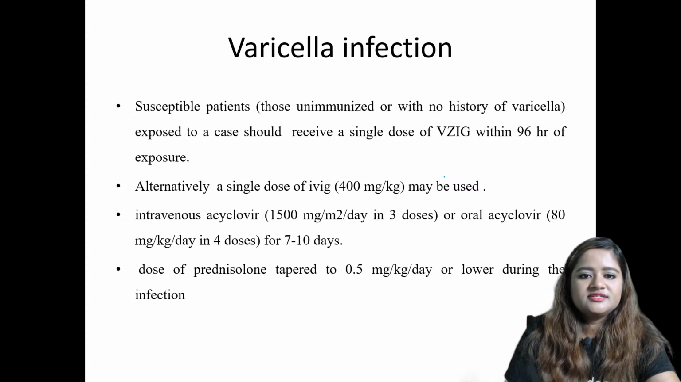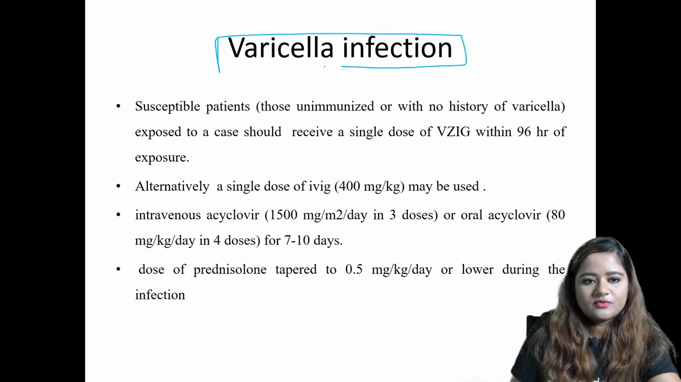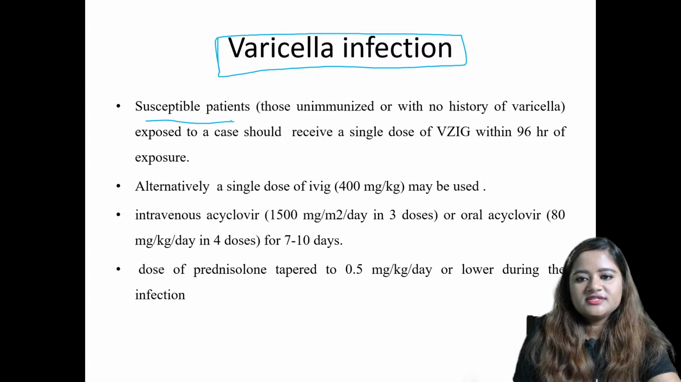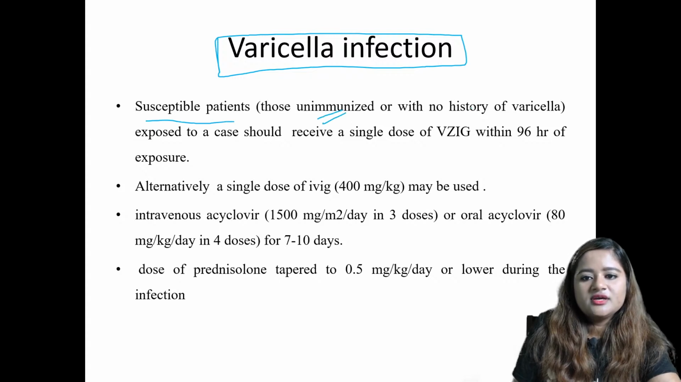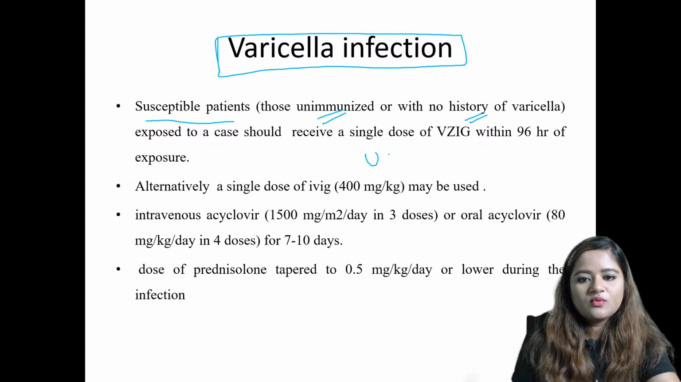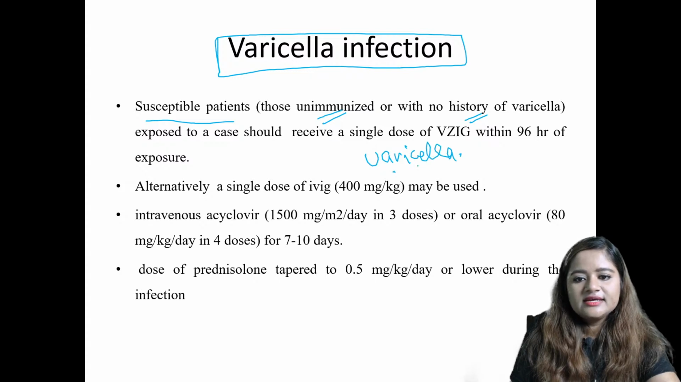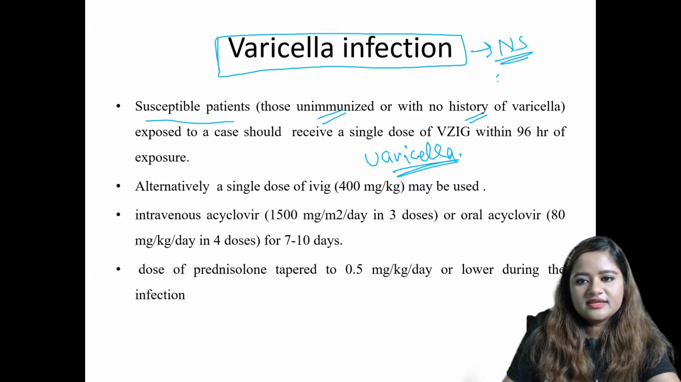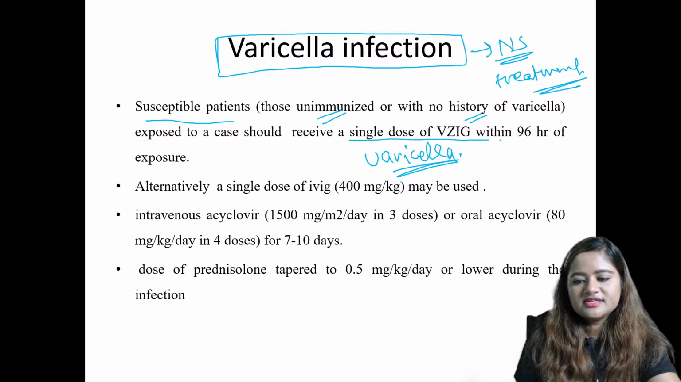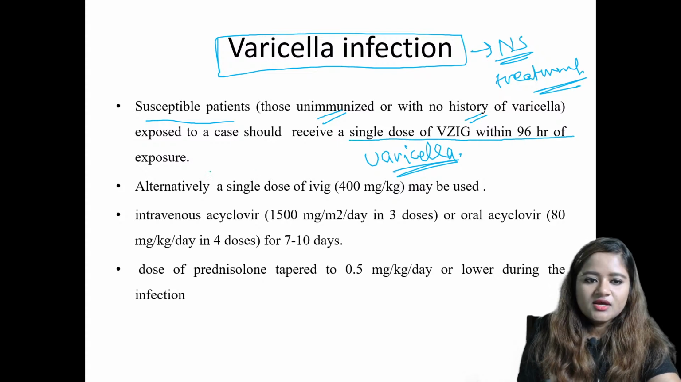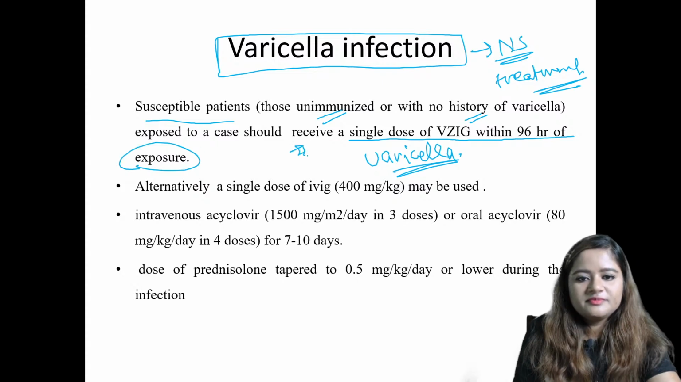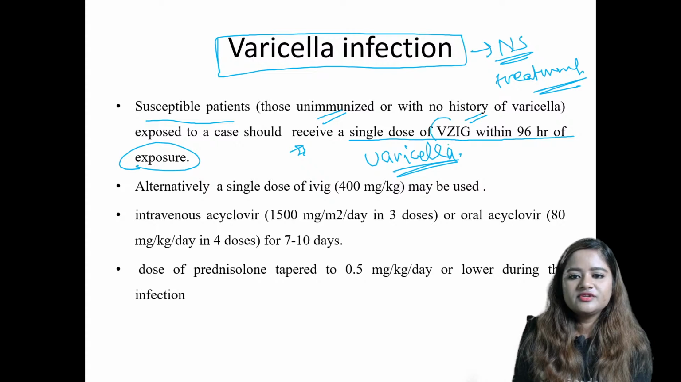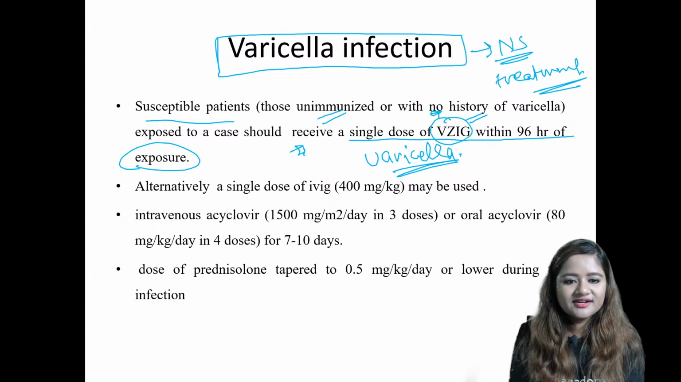Now varicella infection is very, very important for your nephrotic syndrome. Patients who are susceptible, that means those who are unimmunized or have no history of varicella, if they got exposed to a case, acquiring a varicella infection is highly risky. मतलब it can occur. So, in these patients, जो nephrotic syndrome के patients हैं या treatment पे चल रहे हैं, if they accidentally get exposed to varicella, you have to give a single dose of varicella immunoglobulin within 96 hours of exposure. So if any patient gets exposed to varicella, you have to treat them with immunoglobulin. Please remember, it's very, very important.